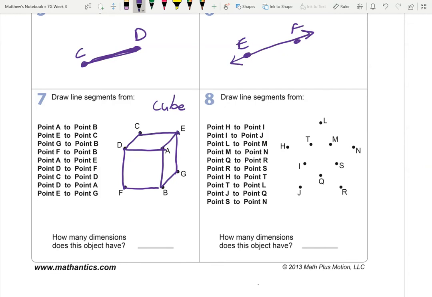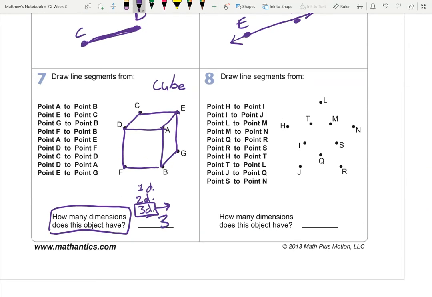And then it asks down here, how many dimensions does this object have? If I'm looking at a cube, is that going to be one-dimensional, two-dimensional, or three-dimensional? Maybe you've heard the term 3D, where it looks like something has dimensions to it. It's like popping out at you, it has volume, there's layers to it. And since this is a cube, it's not just a flat shape. This is going to be three-dimensional.